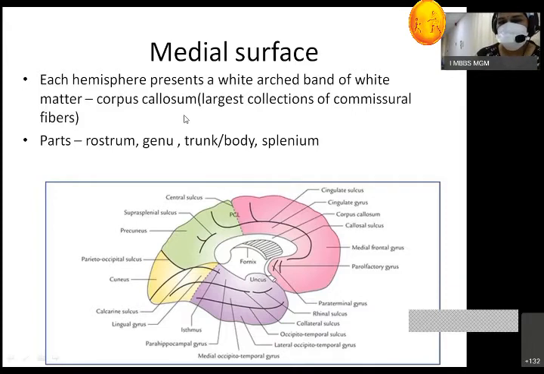Now, this corpus callosum, its most anterior point is 4 centimeters behind the frontal pole, while the most posterior point of the splenium of the corpus callosum is 6 centimeters in front of the occipital pole. So this distance is 4, this distance is 6 centimeters. Okay.